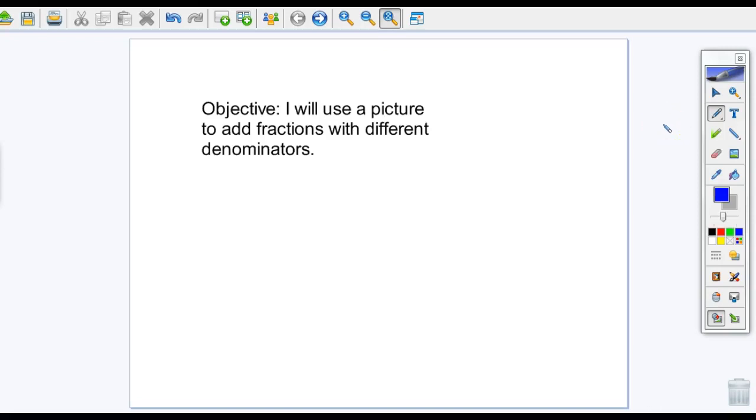Alright guys, so today we're going to use a picture to add fractions with different denominators, because that's when you guys do the fraction freakout, when your denominators are not the same. Not only are we going to add fractions, we are also going to subtract them. You guessed it. So subtraction is what we'll end with, but we're going to start with the adding because that's easier. Ready? Write down your objective, and then when you're ready, we'll continue to the next slide.